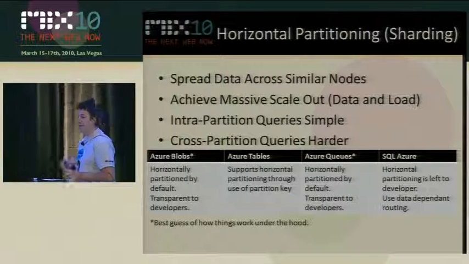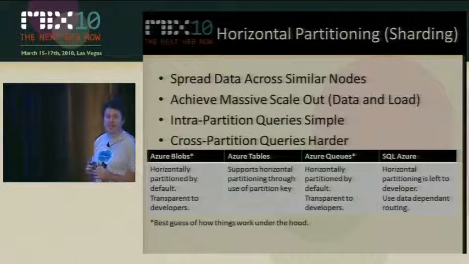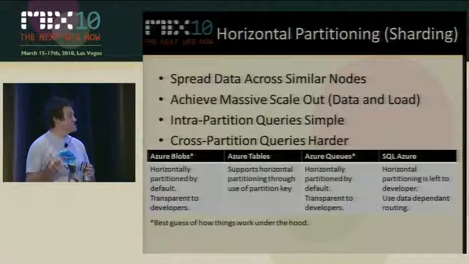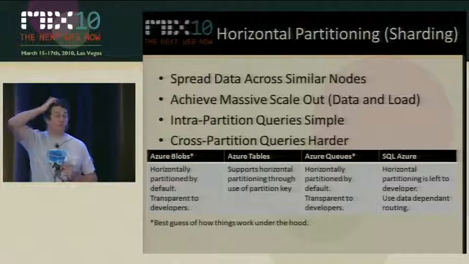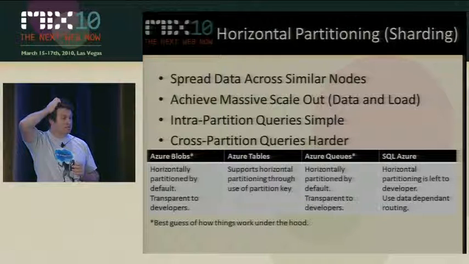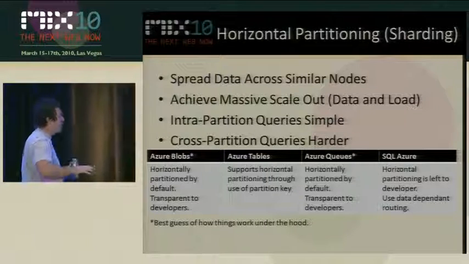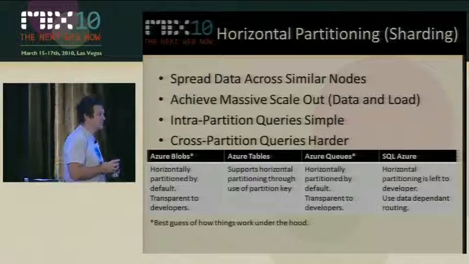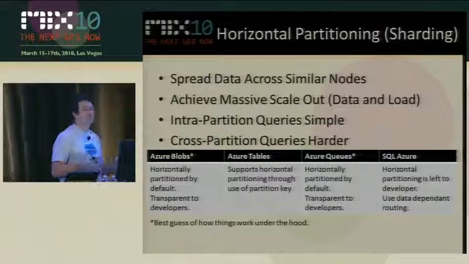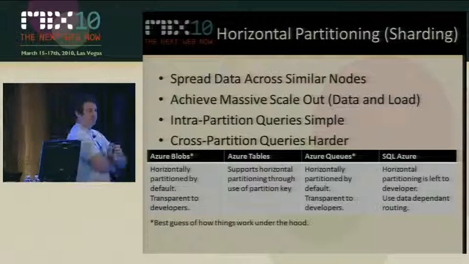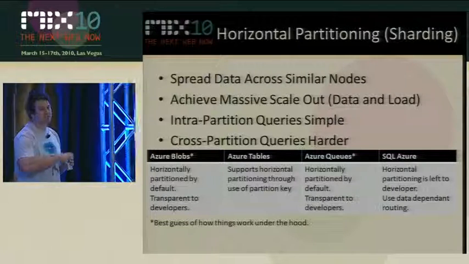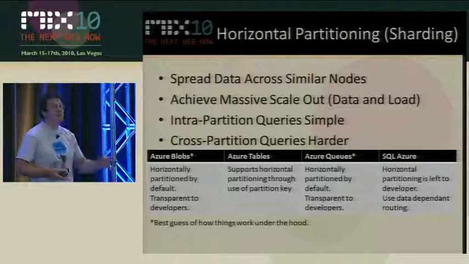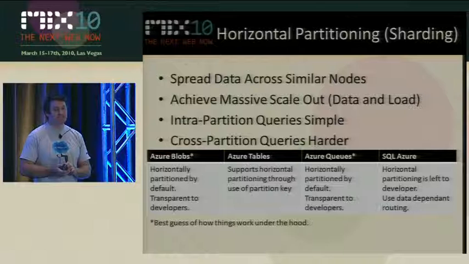So horizontal partitioning is all about spreading our data across similar nodes. It allows us to achieve massive scale out in terms of both data and load. If your application model is amenable to supporting horizontal partitioning, then you can achieve infinite scale. You can achieve linear infinite scale, because we are dealing with partitions as independent entities.